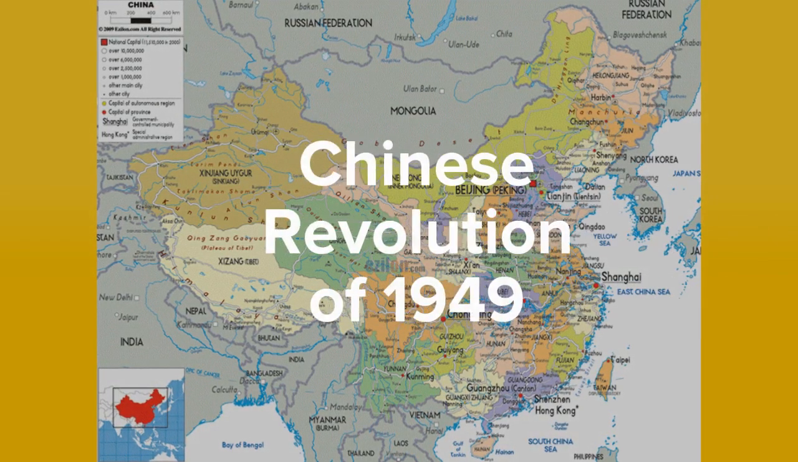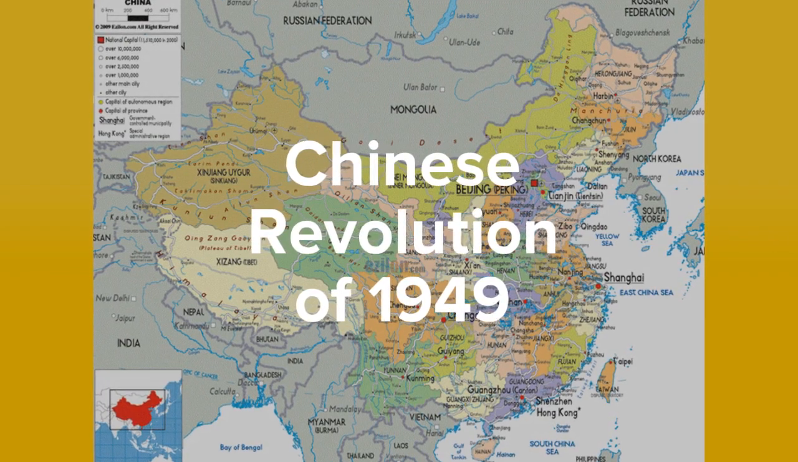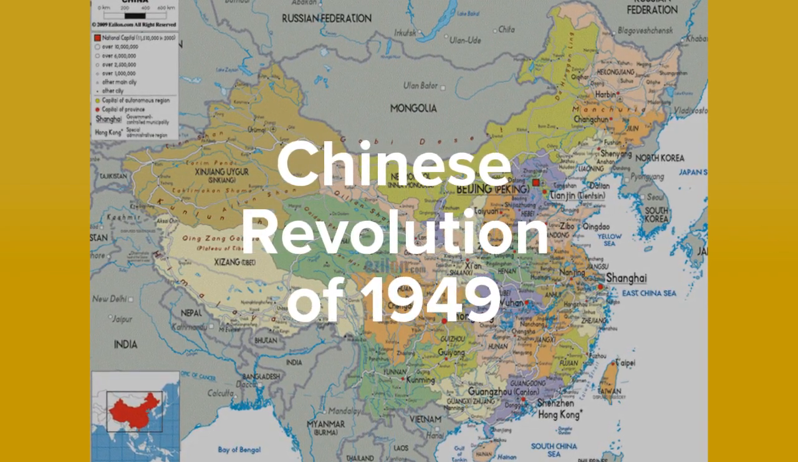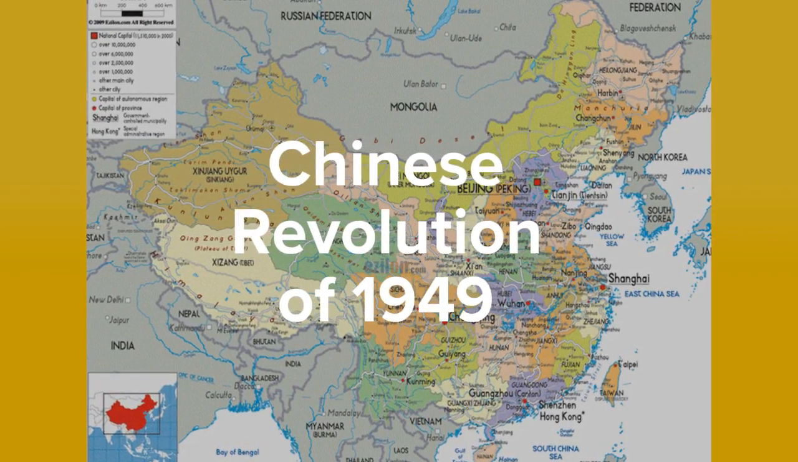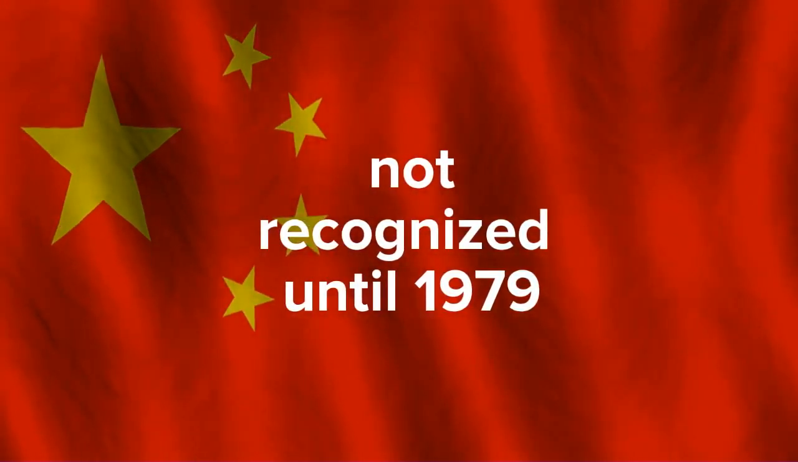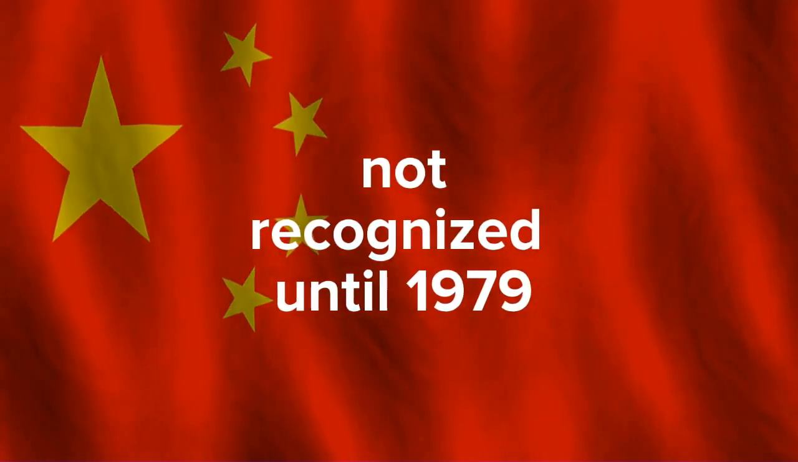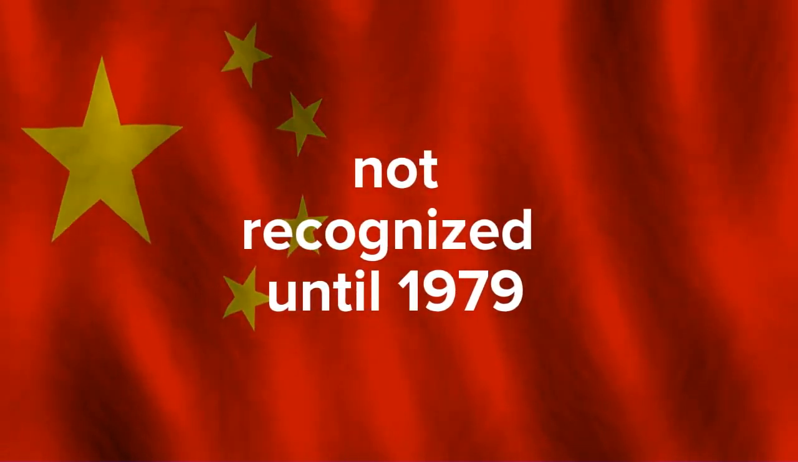For example, China is the most populated nation on Earth, and in 1949 the communists took power there in a revolution. But because of opposition to communism, presidents refused to recognize the government of China until Jimmy Carter did so in 1979, 30 years later.